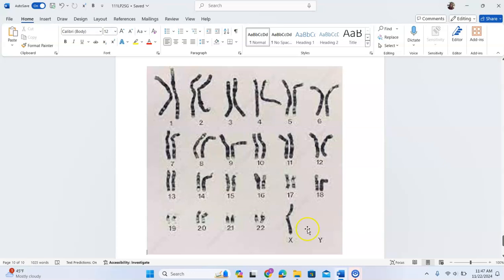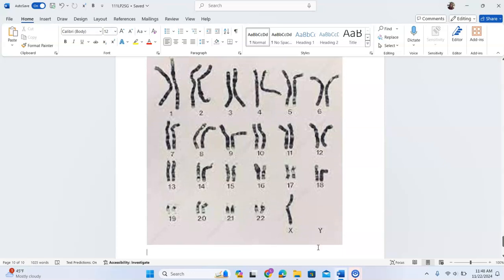All right, this one is just 1 X, so this is a female, but she is missing a chromosome at pair 23, so she has Turner syndrome. Turner syndrome. And I don't think I'm going to ask you about the karyotypes because we didn't really do that much in class, but just in case.